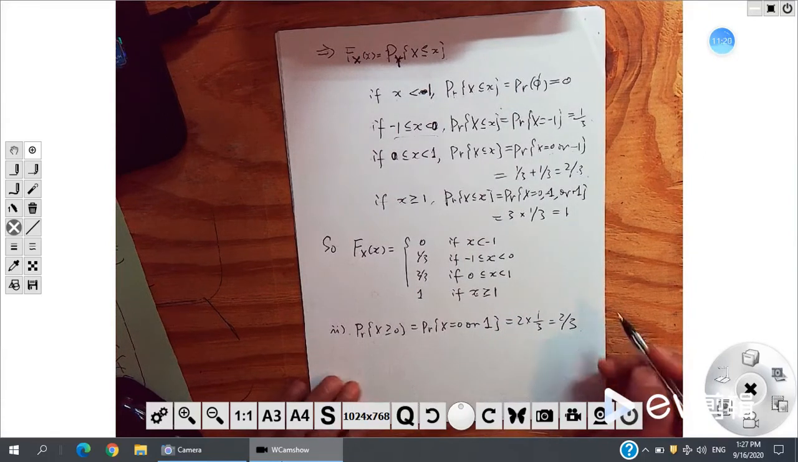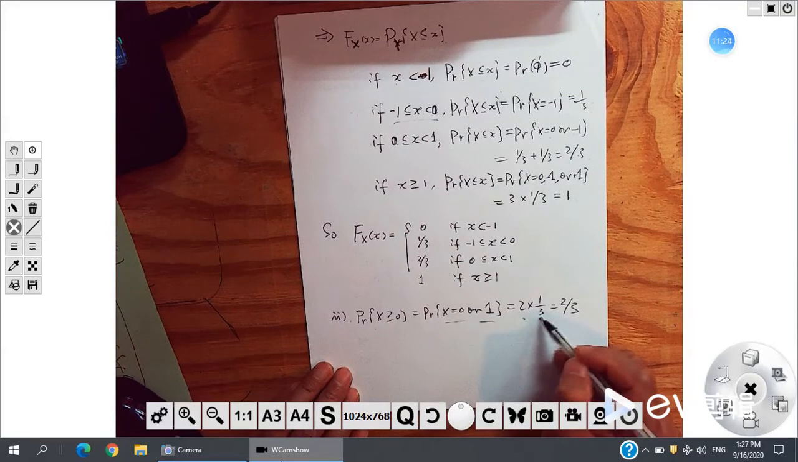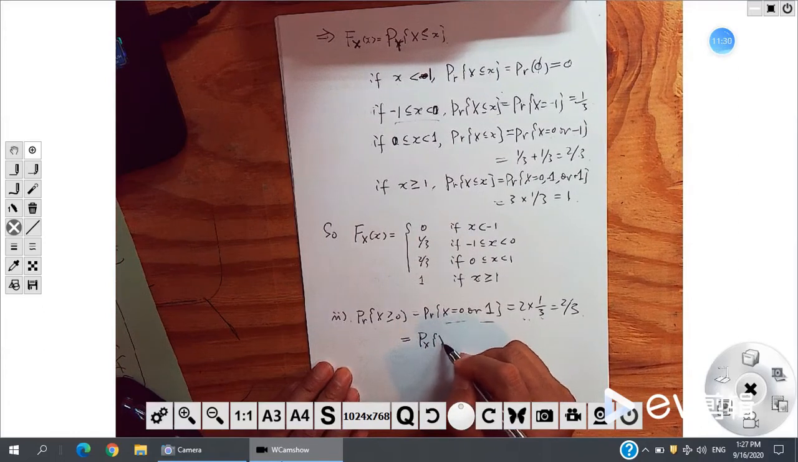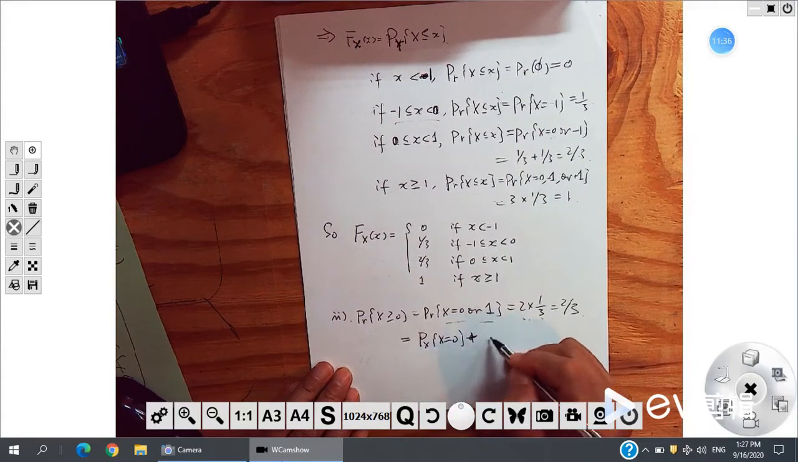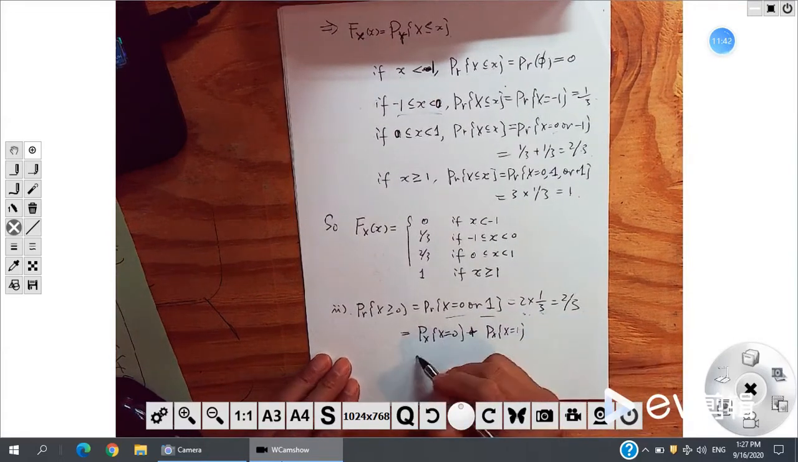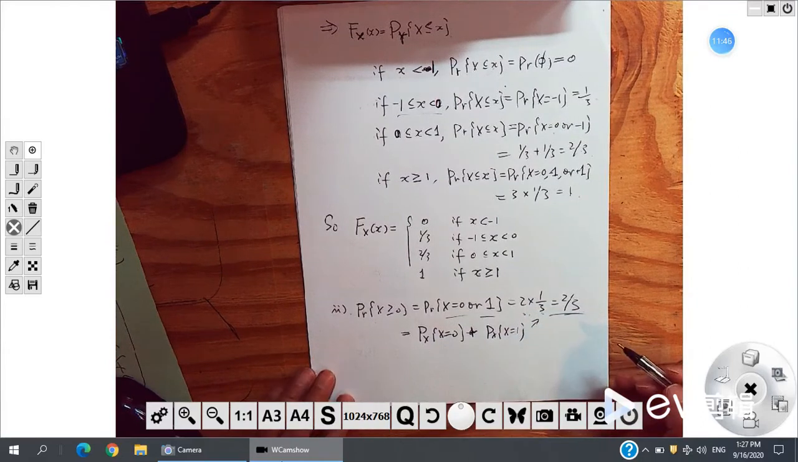We can also write this. You see, we have two parts, right? I need 2 of these. I can also write it as the probability mass function of x at x equal to 0, and the probability mass function at x equal to 1. It is still the same thing. Yeah, I still get this value.